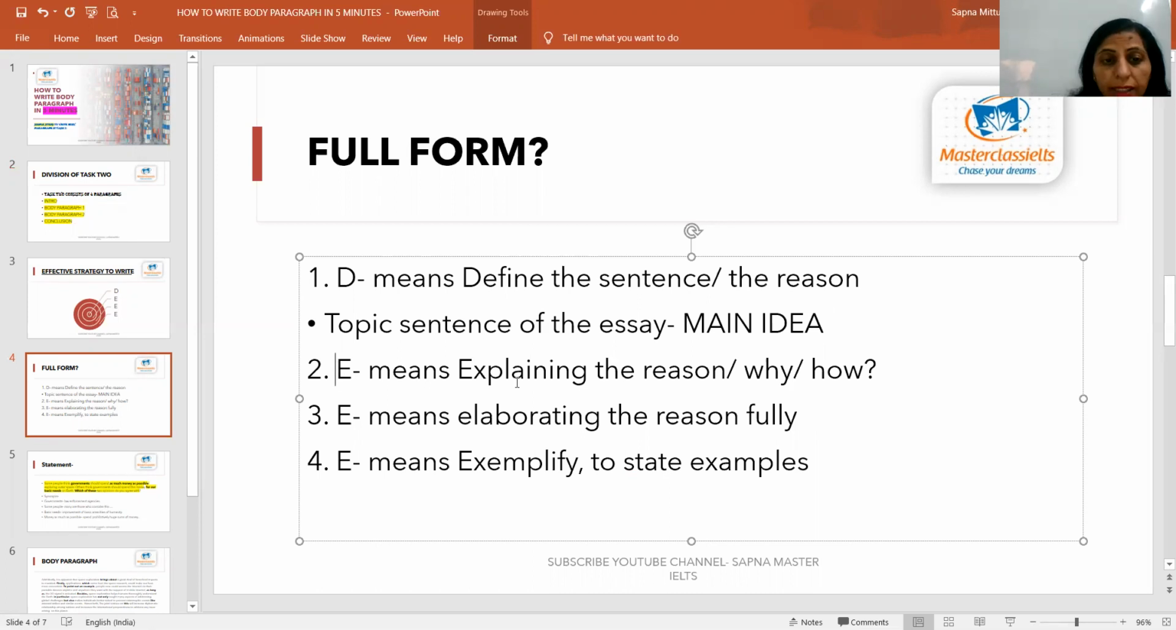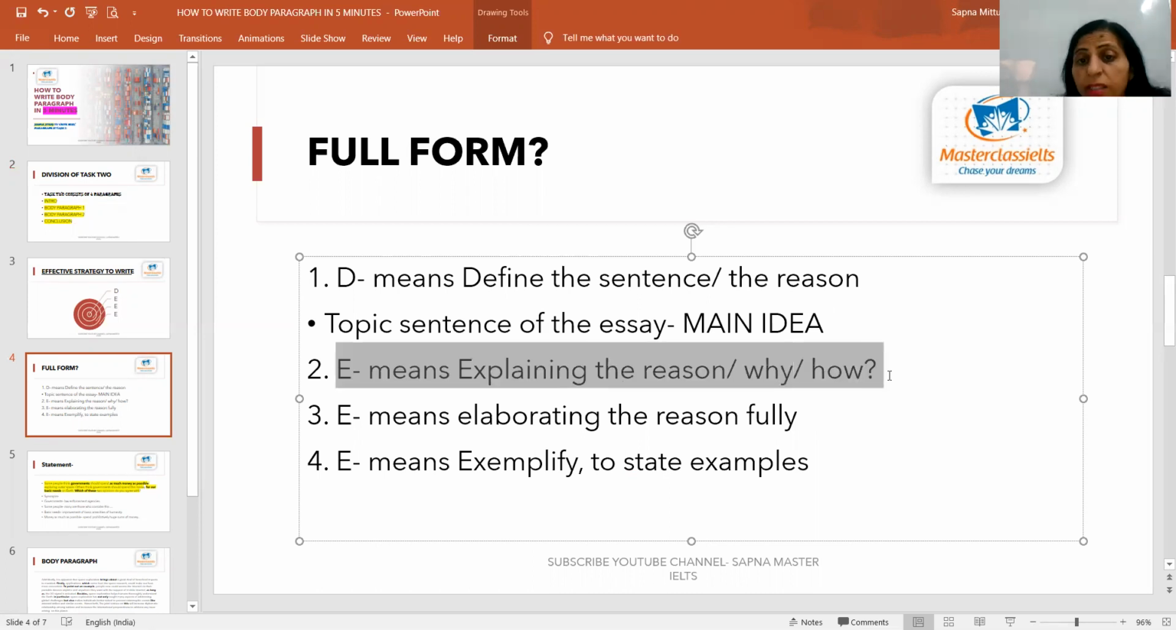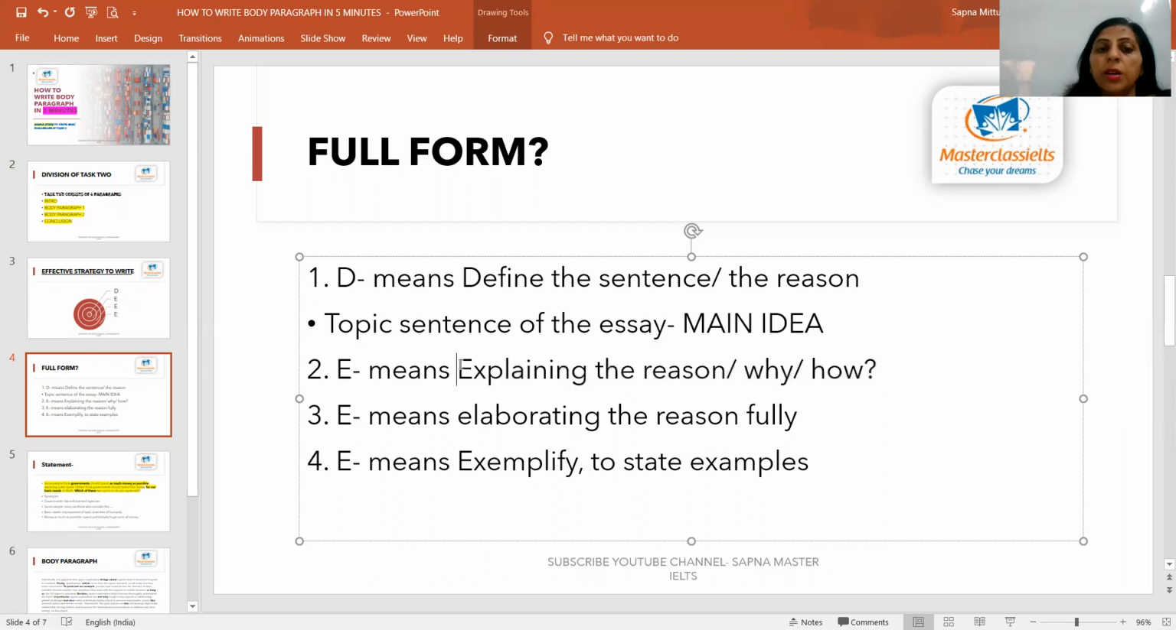Then the second thing is explaining the reason. Why are you giving this reason? Why? How did it happen? If you give WH words here, that will be really good. That was the first sentence, the main idea, the topic sentence. Now you have explained the reason, the factor, the cause that you have already given in the first line.